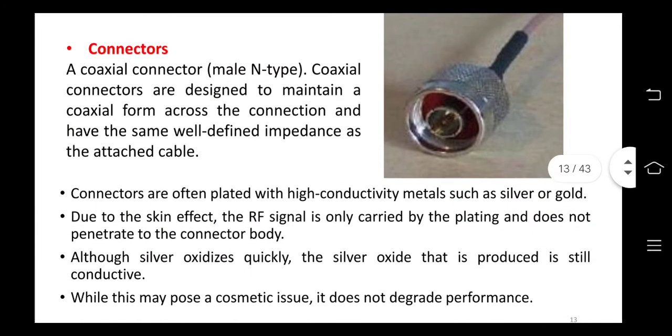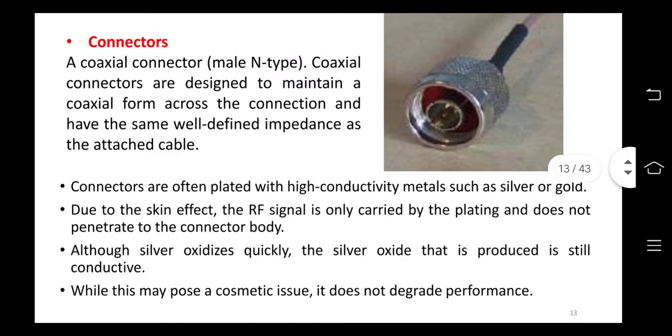A coaxial connector, which is shown in the diagram, is a male N type, and they are designed to maintain a coaxial form across the connection and have the same well-defined impedance as the attached cable. The connectors are often plated with high conductivity metals such as silver or gold.